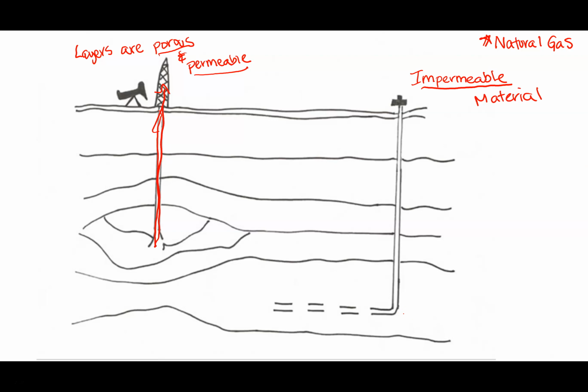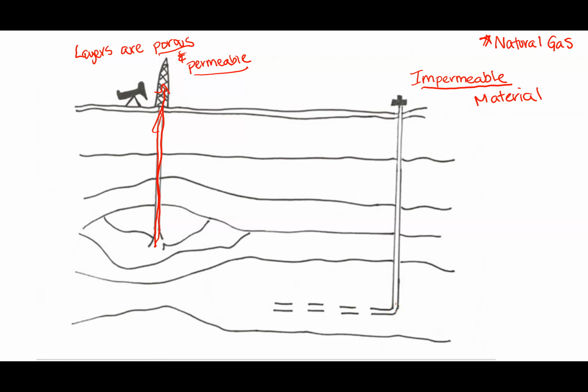So this is like a clay. There's going to be some natural gas in here, but if they try to suck it up, it's not going to move. All right? There's no way for it to get into here. So that's why they have to use a new technique.